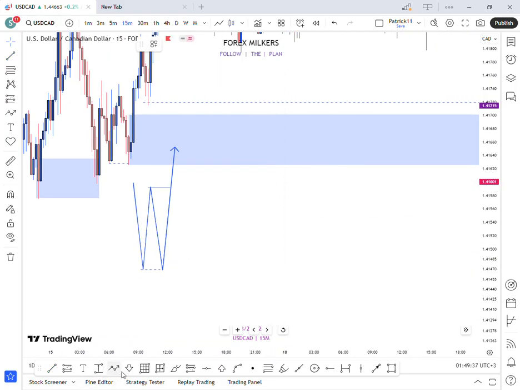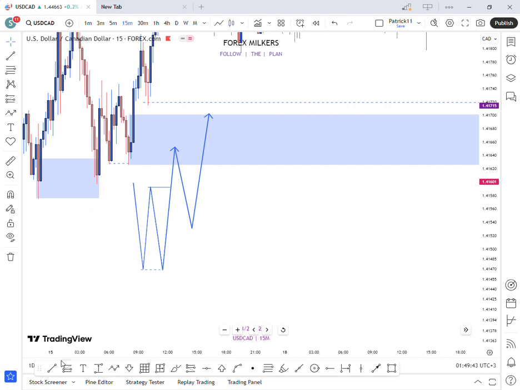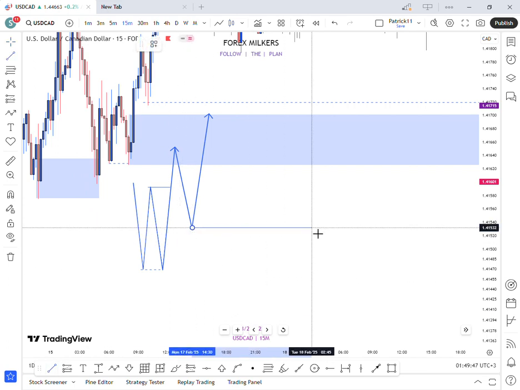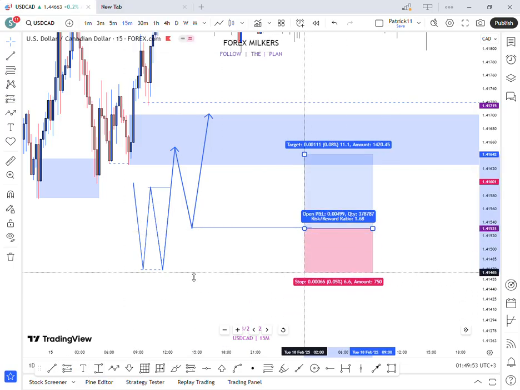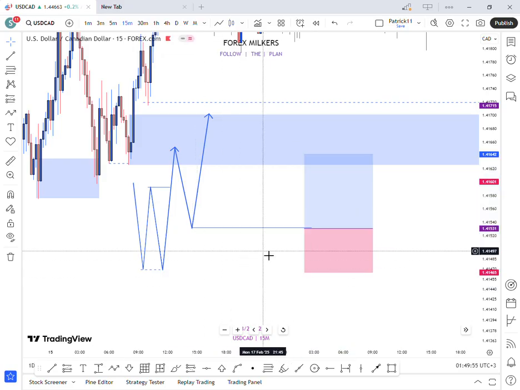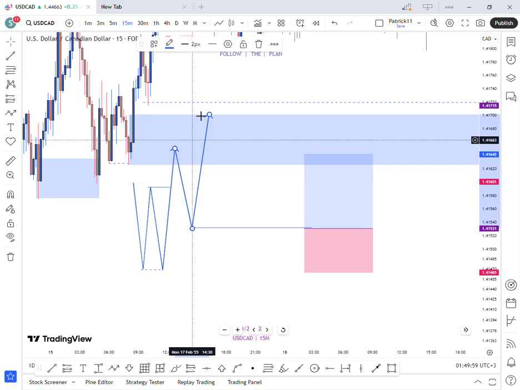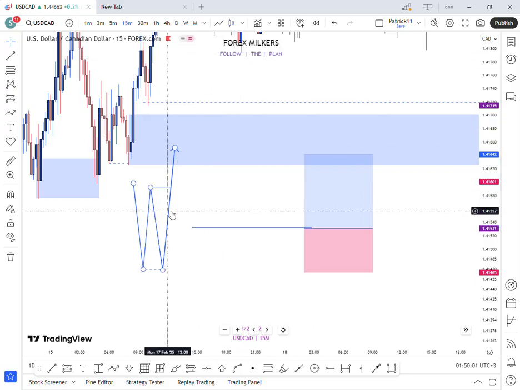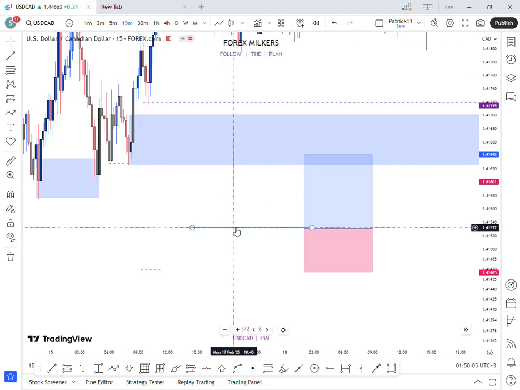So after seeing that, we got this pullback. So I had to consider this pullback as the liquidity, and I buy below the liquidity with a stop loss below the strong low. I hope it makes sense. So it's up to you. You can use it as either a pattern, but it works best if you use some logic.